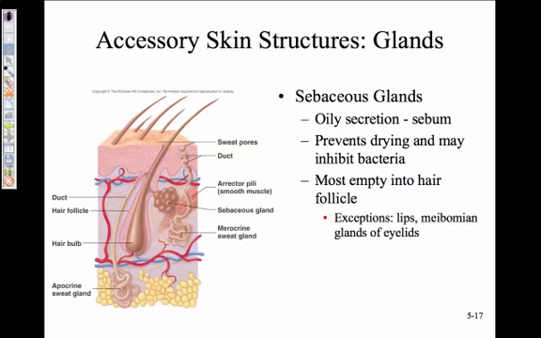Glands. There are several different types of glands we'll talk about. Sebaceous glands have an oily secretion that's called sebum. Sometimes we call them oil glands. Prevents drying and may inhibit bacteria. And most empty into a hair follicle. So right here is a sebaceous gland. It empties in the hair follicle, and then it comes up through the actual follicle and opens up where the hair shaft exits the epidermis. There are some exceptions like the lips and the eyelids, because you don't have any hair on the lips and eyelids, so there are sebaceous glands below the surface there.